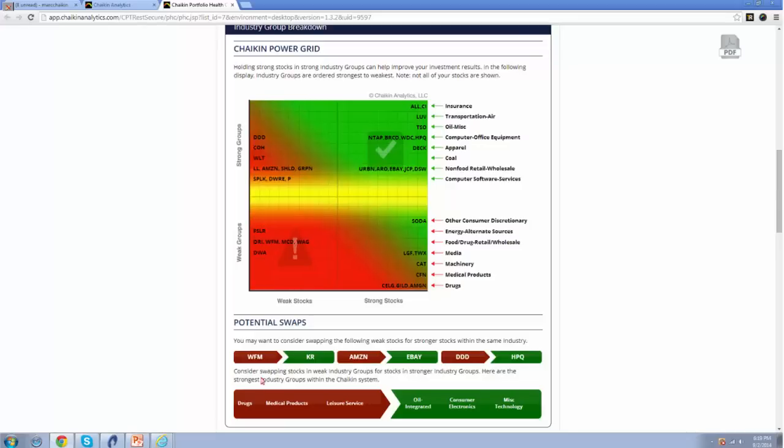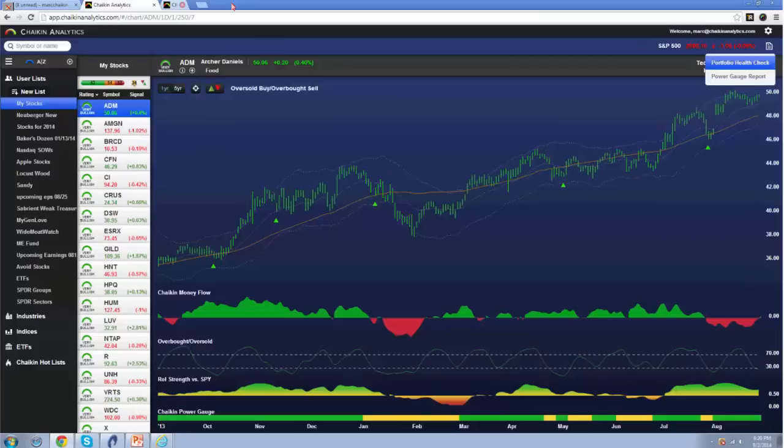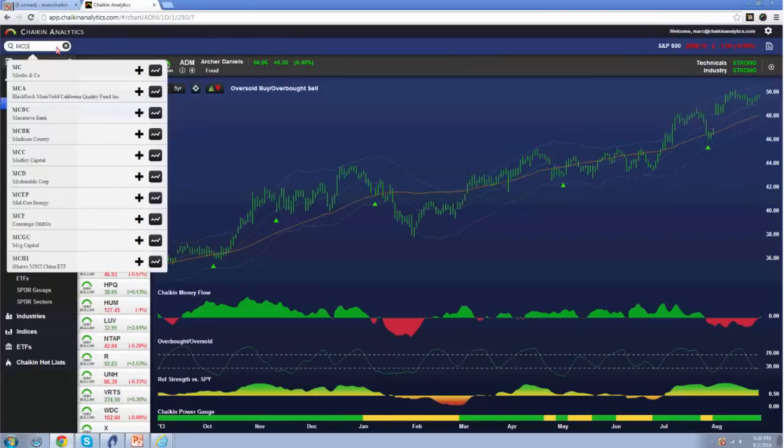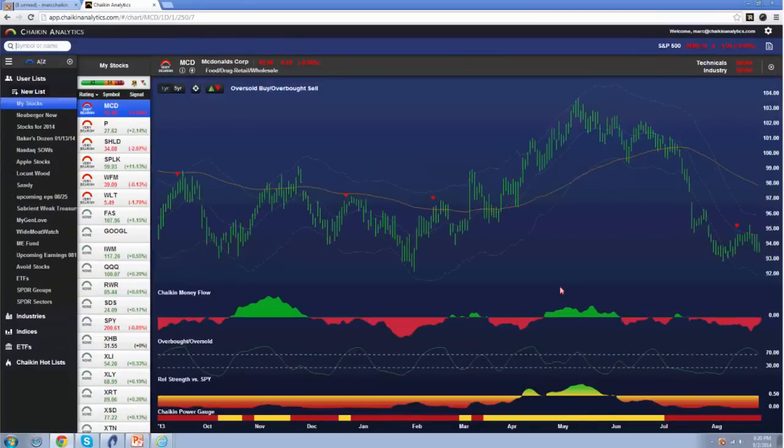Then we recommend swaps. So if you're in Whole Foods, consider swapping into Kroger. If you're in Amazon, eBay. If you're in Triple D, 3D printing stock, consider switching into Hewlett Packard. So this stuff really works, and it's all there at your fingertips. I just want to put up McDonald's to show you a stock that's been underperforming for the better part of 2 years. So is this really a stock you want to own or trade from the long side? My answer would be no.